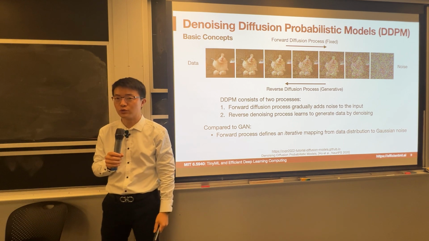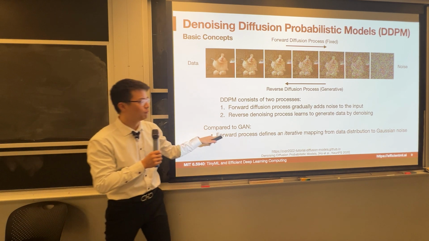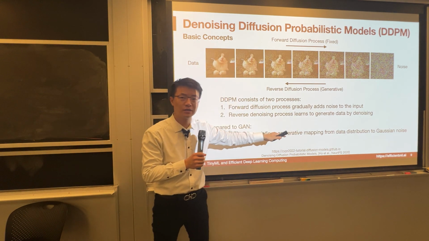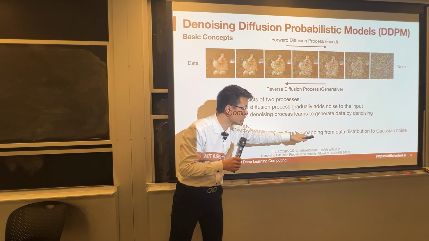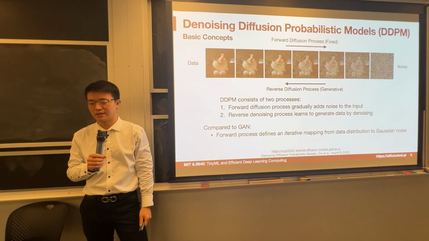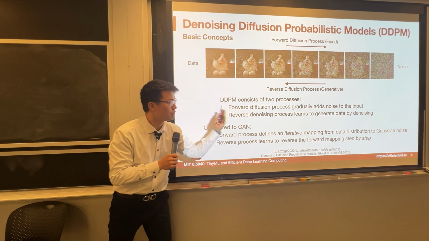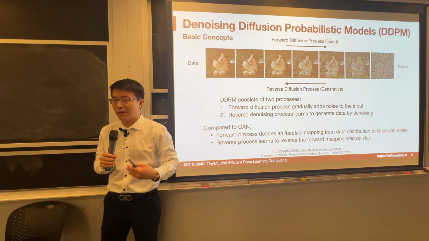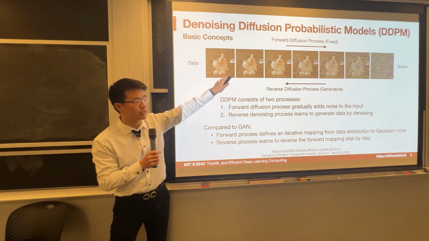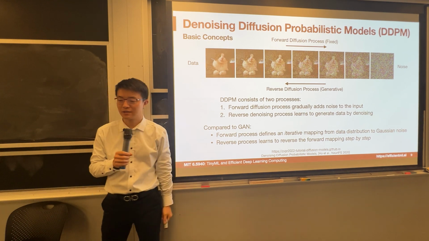Compared with GAN models, which we learned about in the last lecture, this forward process defines an iterative mapping, not just one time, but iterative mapping from the data distribution to a Gaussian noise. And this backward path learns to reverse the forward process step by step. So it learns very fine-grained details step by step, rather than with a GAN, where you just do it once.